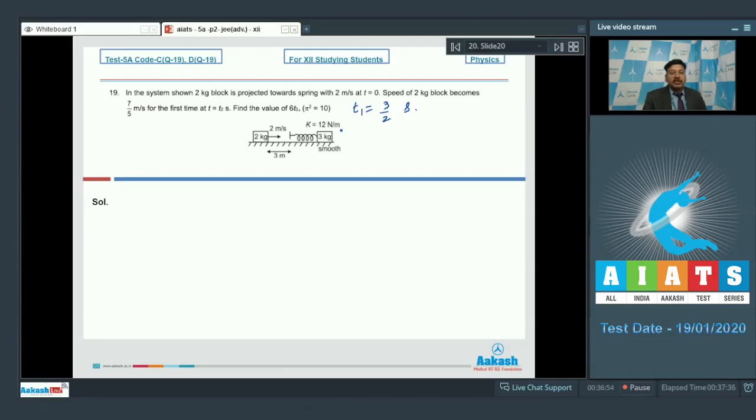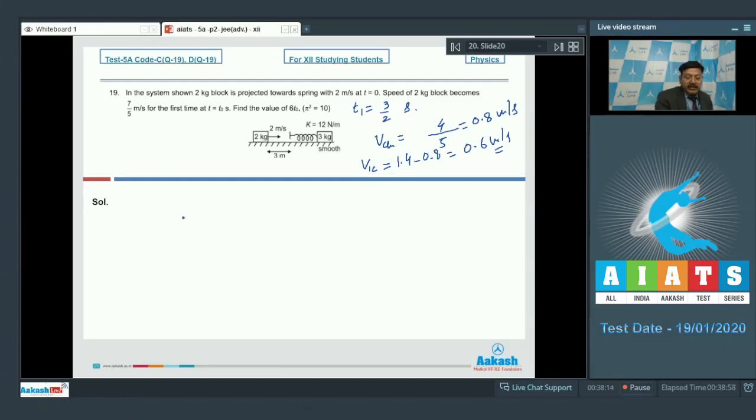Now when we have a 2 block system, it is given that the velocity of the 2 kg block becomes 7 by 5 meter per second for the first time. So let's find the velocity of center of mass of the 2 block system first, and that is equal to 2 into 2, that means 4 divided by 5, or simply 0.8 meter per second, and 7 by 5 is 1.4 meter per second. When the velocity of the 2 kg block is 1.4 meter per second towards right, its velocity with respect to center of mass will be 1.4 minus 0.8, since the velocity of center of mass is constant. So 1.4 minus 0.8 is 0.6 meter per second at that instant. The maximum value of the speed of the block with respect to the center of mass is actually 2 minus 0.8, that means 1.2 meter per second.